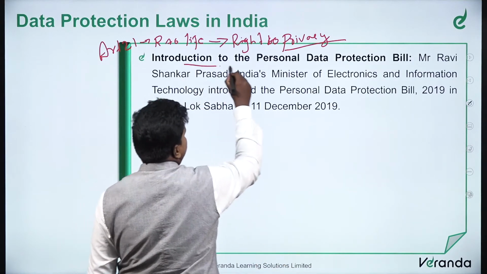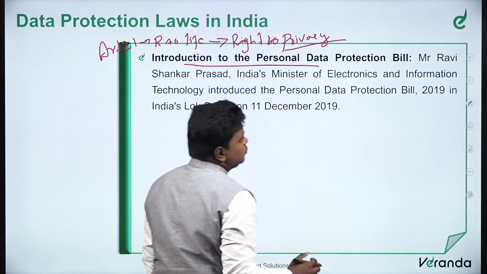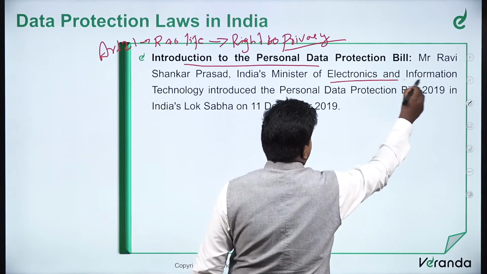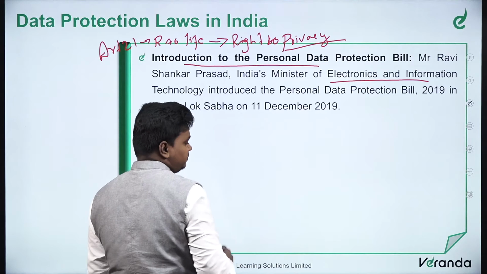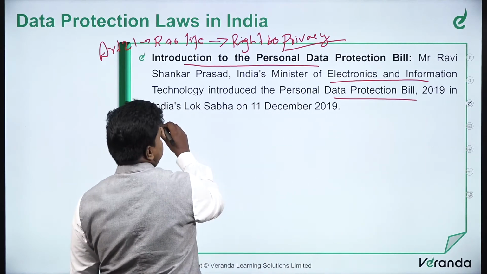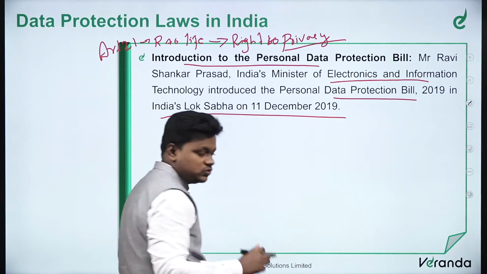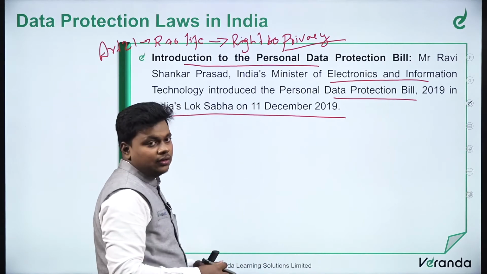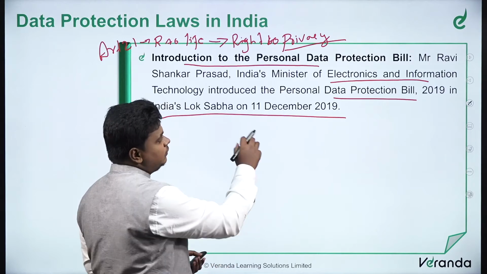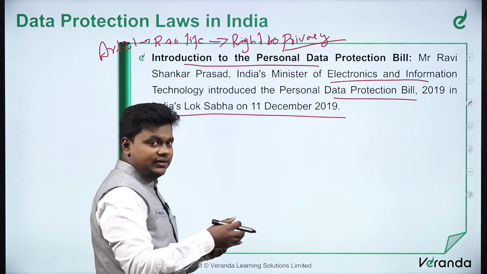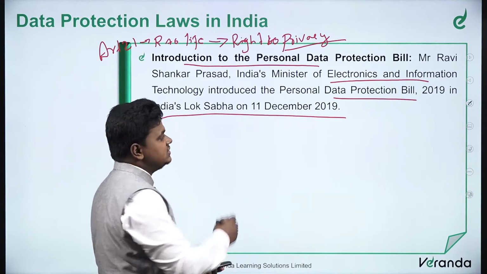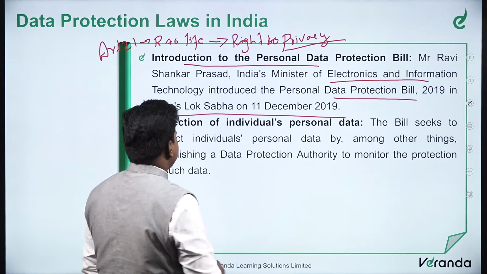So, introduction to the Personal Data Protection Bill. Mr. Ravi Shankar Prasad, the Indian Minister of Electronics and Information Technology, introduced the Personal Data Protection Bill 2019 in India's Lok Sabha on 11th December 2019. So the minister introduced a bill, the Data Protection Bill of 2019, along the lines of the GDPR. India too had its own version.